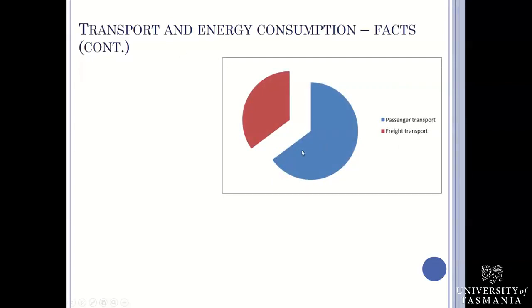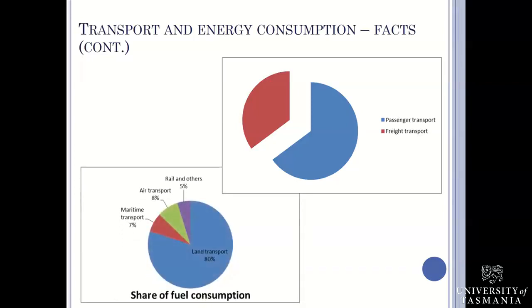So this once again, just to prove the point, it's mainly to do with private car ownership and the use of the cars, because passenger transport accounts for probably around 70% of the fossil fuel used for transport. And then if we go with different transport modes, we find that land transport, pretty much road transport, is 80%. So once again, this is with cars, and for freight, that's trucks.